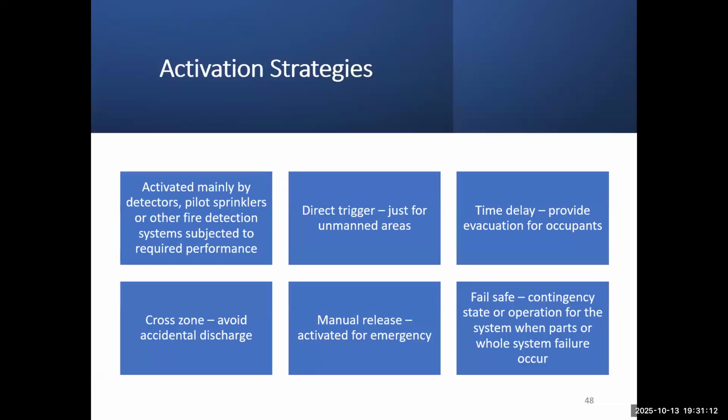And when we design the activation system, we need it to be smart. We want the system to be reliable enough to activate when we need it, but also safe enough to avoid accidental discharge. That is why we use strategies like a time delay for evacuation, cross zoning to confirm a real fire, and manual overrides for firefighters.